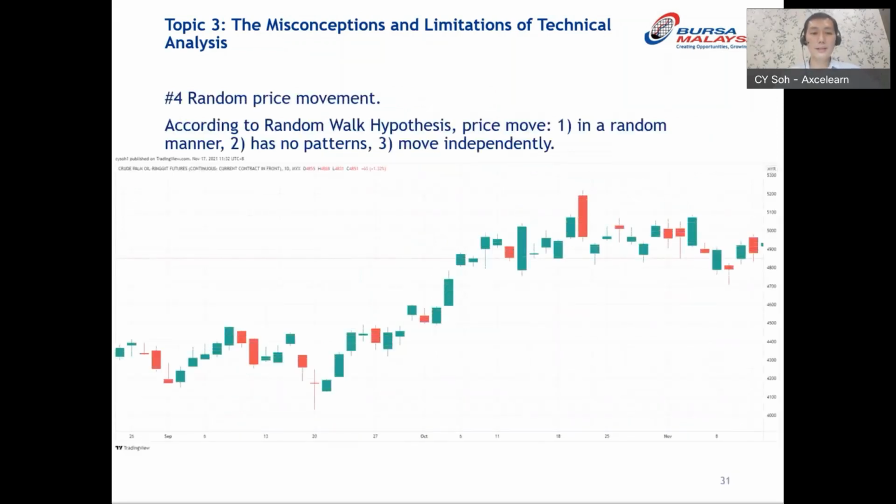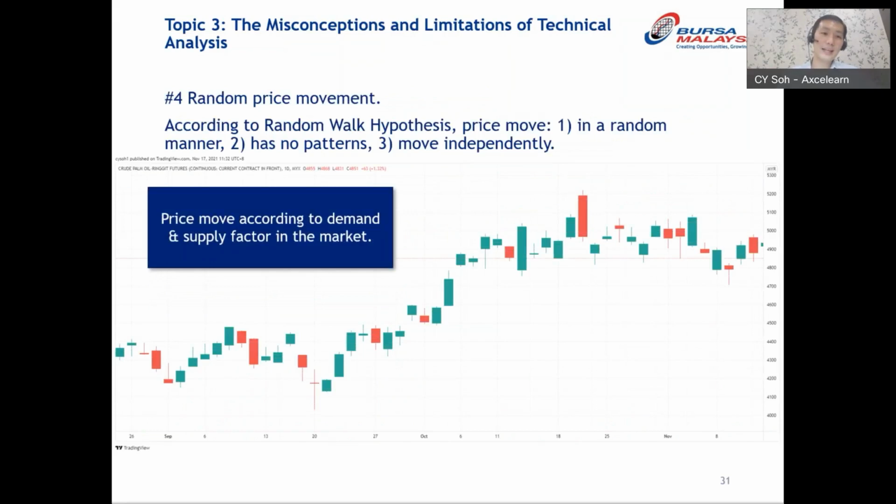Okay. Now, another example on technical analysis, which is a counterpoint, a disagreement with the usage of technical analysis, is what we call the random price movement, or in other words, the random walk hypothesis. It suggests that all prices, regardless of stocks, futures, or commodities, move in a random manner. It has no patterns for you to analyze at all, and every single trading day, it actually moves independently. In short, it suggests the price moves according to demand and supply in the market. So this is a typical FCPO chart.